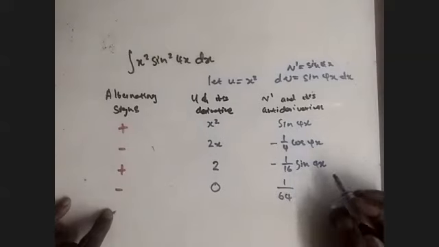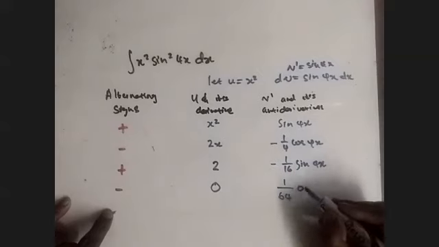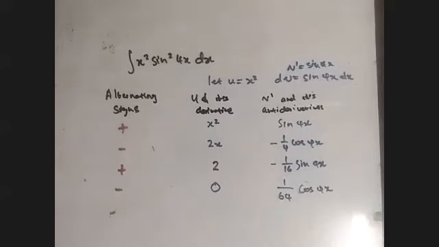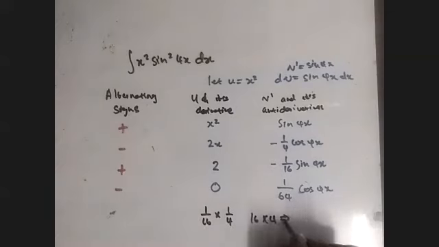The integral of this must be 1/64 cos 4x. Please check if this is true. I must have 1/16 times 1/4, so 64. Yes, 4 times 16 is 64. So it's correct.